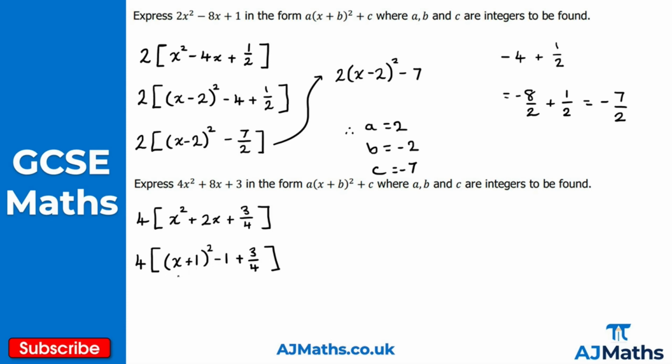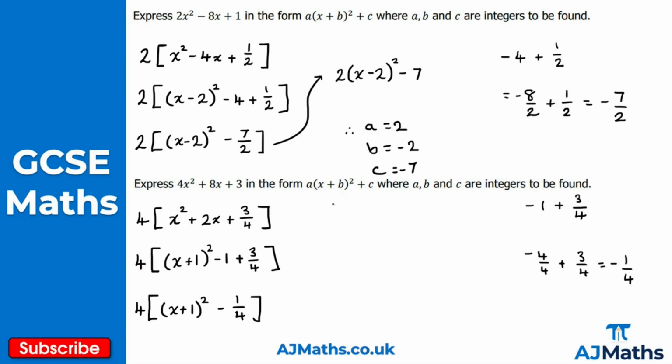Like always, we just need to clean up now inside this square bracket here and simplify. So I'm going to get 4 lots of x plus 1 all squared. I've got minus 1 plus 3 over 4. So we need to get a common denominator here. So we need to get this minus 1 over a denominator of 4. So that would be minus 4 over 4 plus 3 over 4. That's going to give me minus 1 over 4.